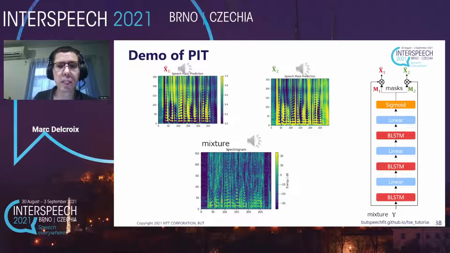Here, I will show you one example of speech separation using a relatively first generation model. So it's not the best type of separation model we can use now, but it already gives you an example of how separation can work. So first, I will play the mixture.